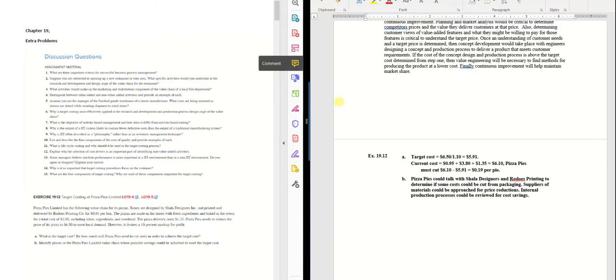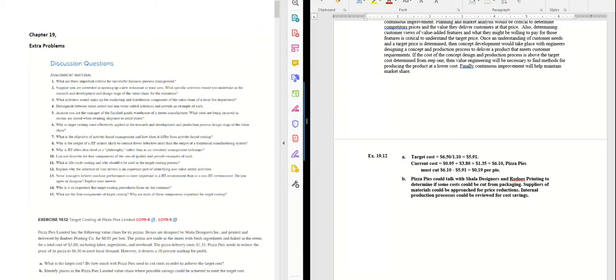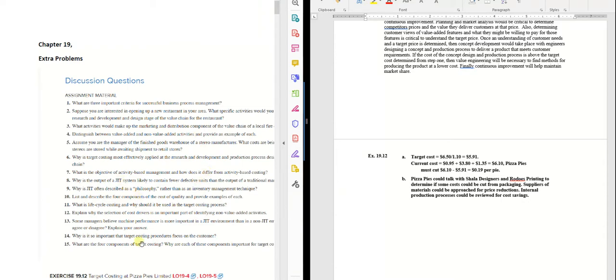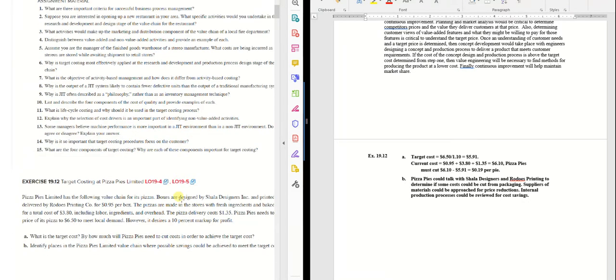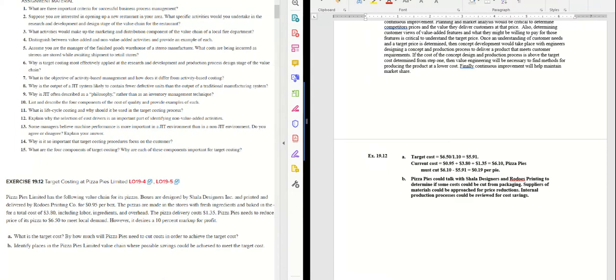Okay, so we're going to go through these. We're going to go through 19-12. What I want you to do is fill in right here a 10% markup on cost for profit. Okay, and so we have Pizza Pies Limited has the following value chain.